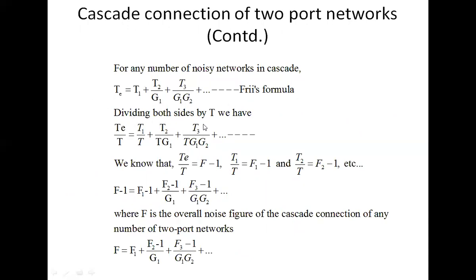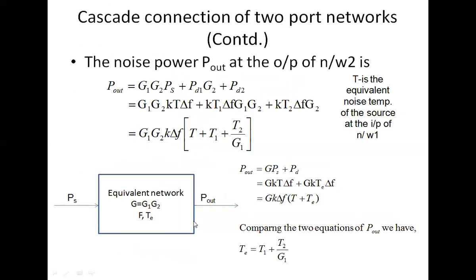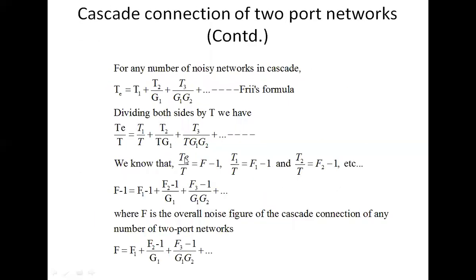And dividing both sides by T, we have TE by T given by this expression. And we know that TE by T is F minus 1. This we had learned when we discussed the relationship between noise figure and equivalent noise temperature. TE is T times F minus 1. So F minus 1 is TE by T. So here TE by T is F minus 1. So once again, what is F here? F is the overall noise figure. TE is the overall equivalent noise temperature.